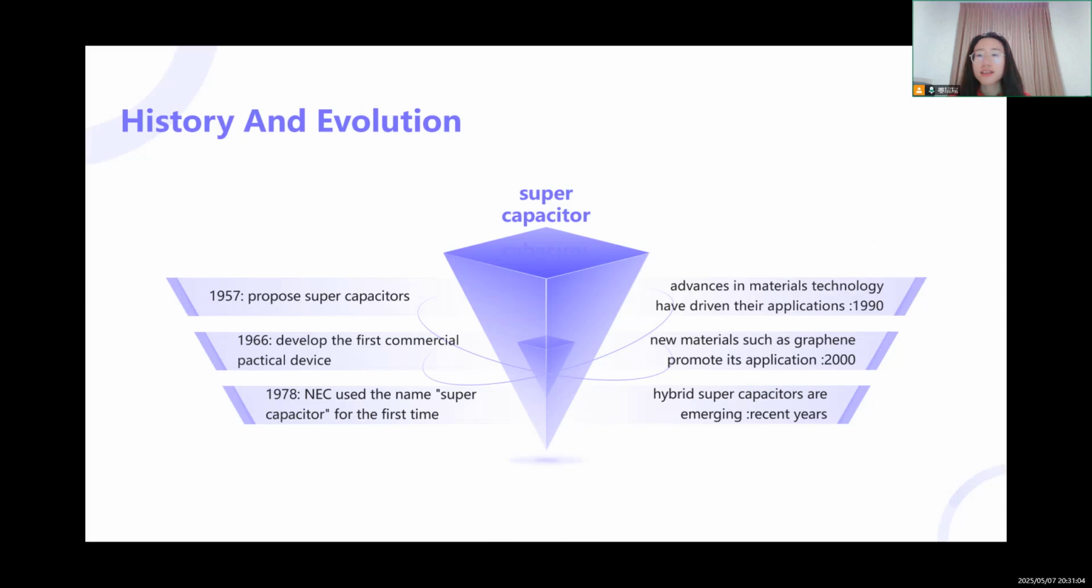Since the 1990s, advances in materials technology have driven their applications. Examples are electric vehicles and electronic devices. After the 2000s, new materials such as graphite promote its application. Examples are transportation, energy, and 5G. In recent years, hybrid supercapacitors are emerging.